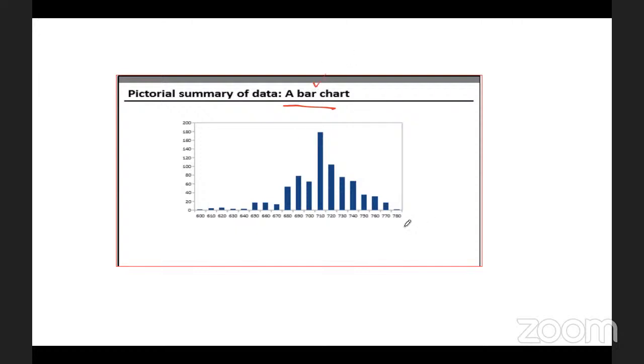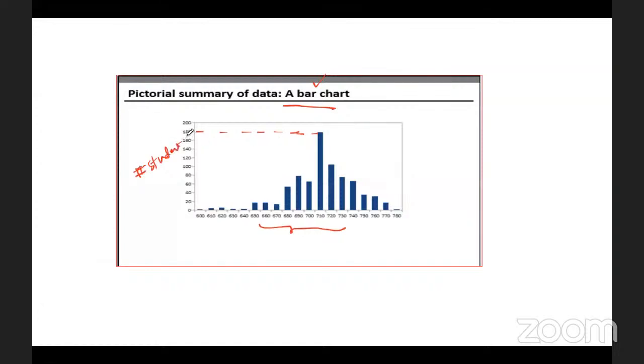The bar chart is a simple frequency methodology to understand how many students, or how many data points, are there at one particular value. How do we understand this? On the x-axis we have the scores, and at various scores we have some bars. The bars are nothing but the number of students who got those scores. The length of the bar represents the number of students who got that score.